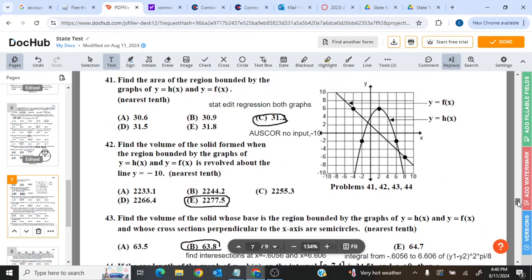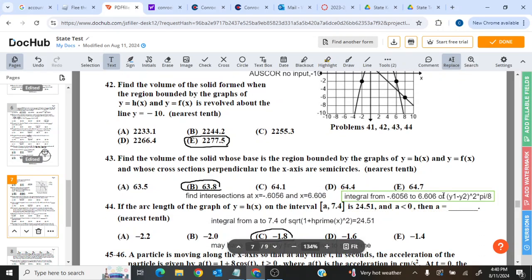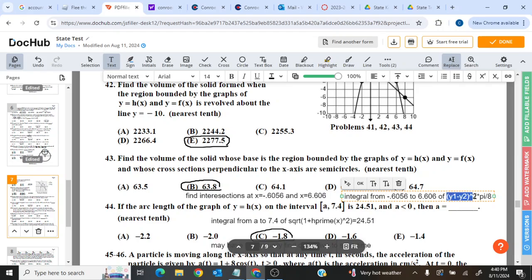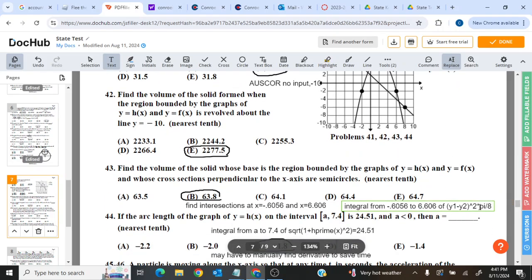Volume of a solid whose base is the region bounded by the graph of y equals h of x and y equals f of x, and whose cross sections perpendicular to the x-axis are semicircles. The equation for cross sections that are semicircles is your segment length squared times pi over 8. So it's going to be the integral from your two bounds. You can find them with EQ solver: negative 0.6056 and 6.606. And then of your segment length at a given x value, so y1 minus y2 squared times pi over 8. And you'll get a value of 63.8 if you do that.